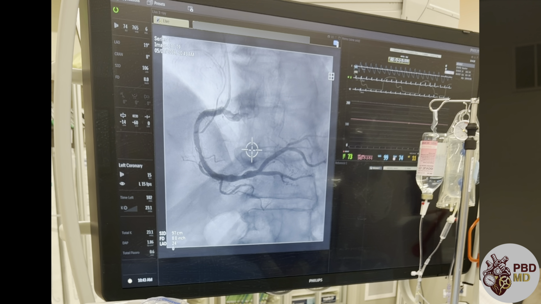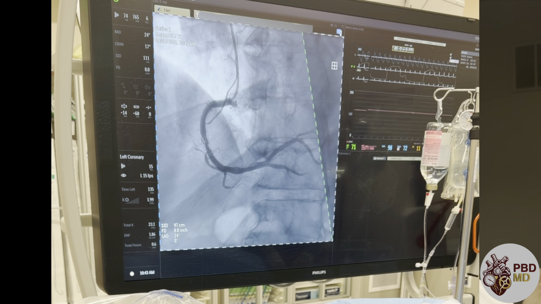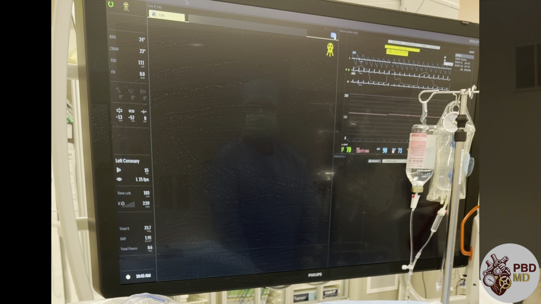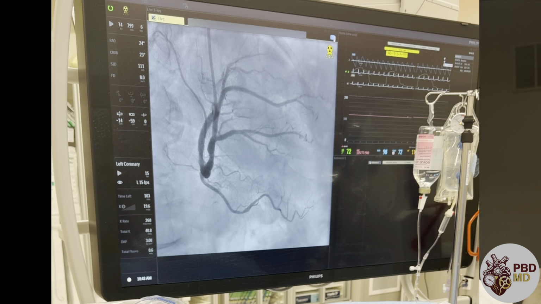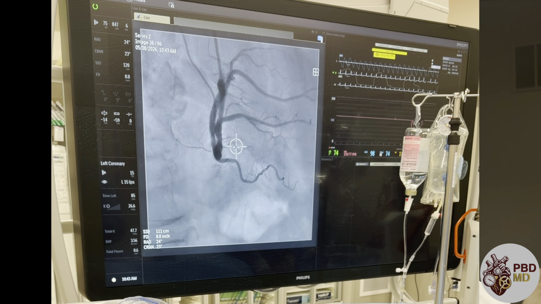This vessel has previously been treated with a stent, and there's just a smidge of what we call restenosis, or re-narrowing within the stent, which had been an issue in prior years. So we were attuned to this going into it. In fact, it was one of the reasons we were going in to look.